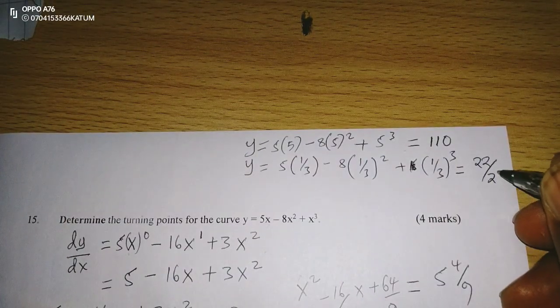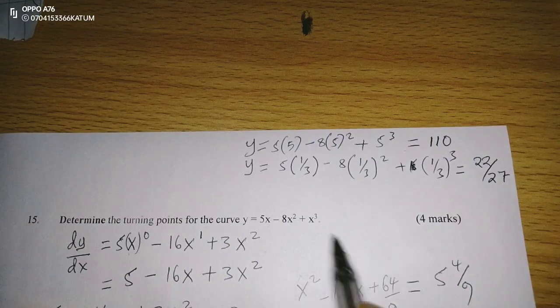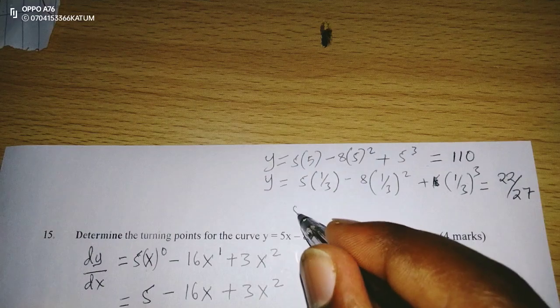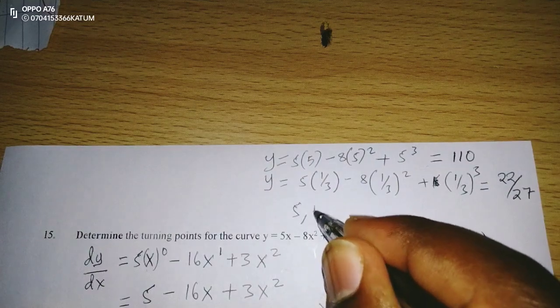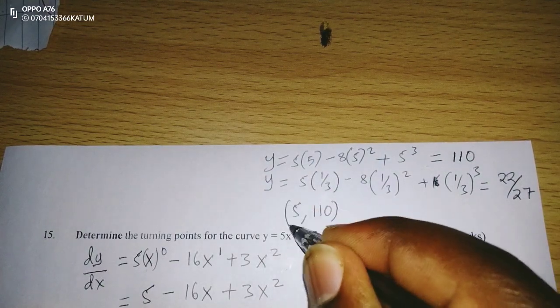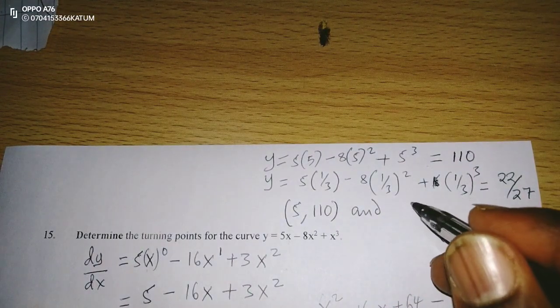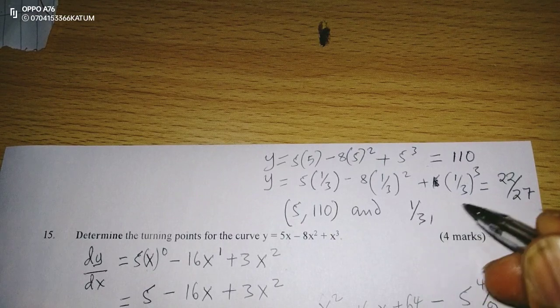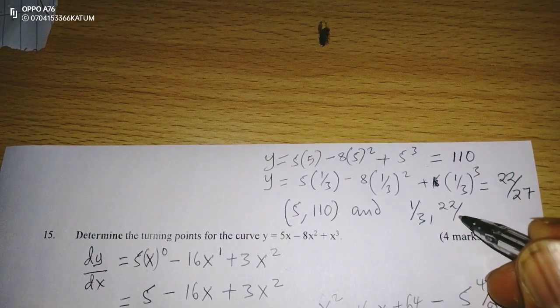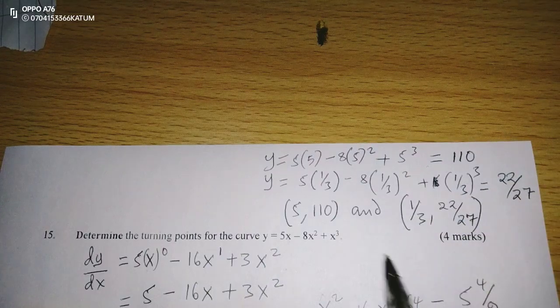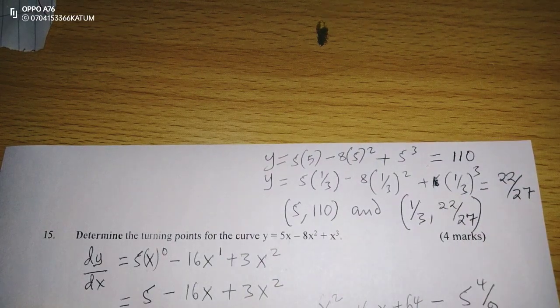And this means that the coordinates of the turning points are going to be 5 and 110, and another turning point is going to be a third and 22 over 27. So these are the coordinates of the turning points for the given curve.